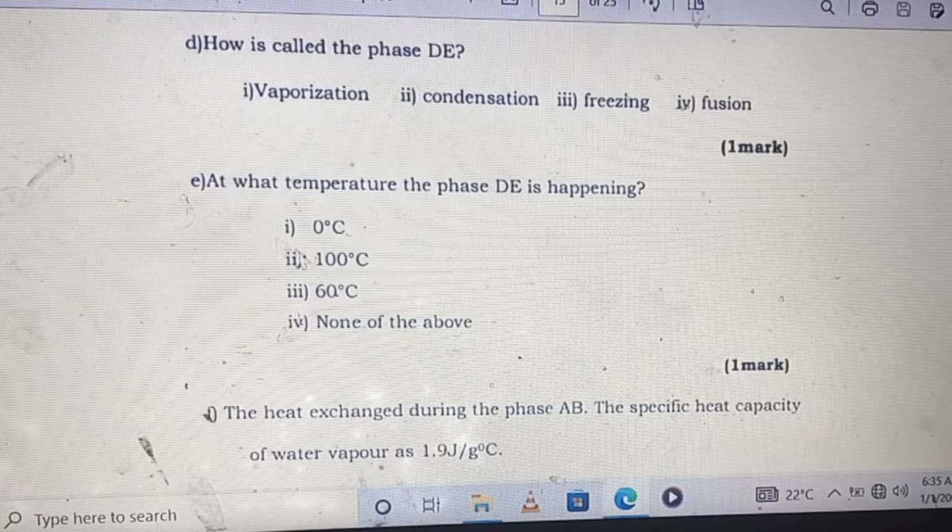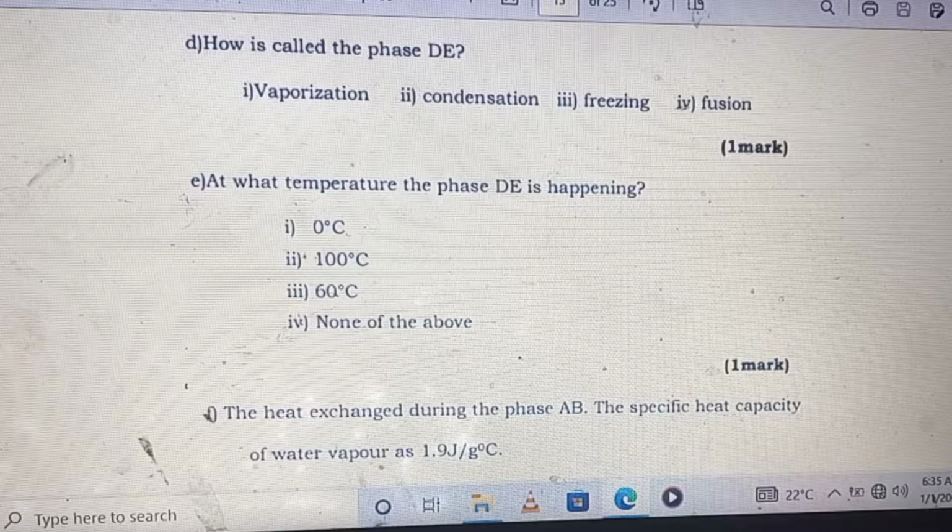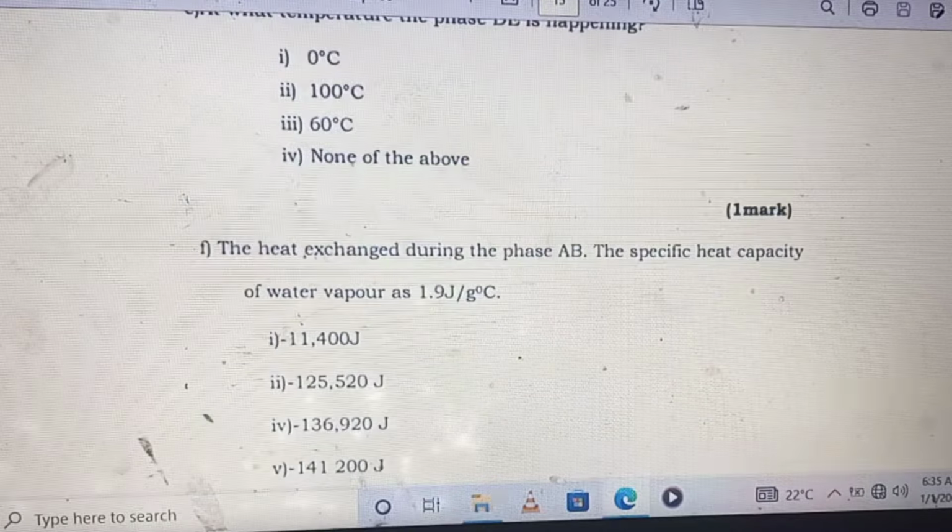Next. D. How is correct the phase DE? The correct option is I3, freezing. E. At what temperature the phase DE is happening? The correct option is I, 0 degrees Celsius. Next.